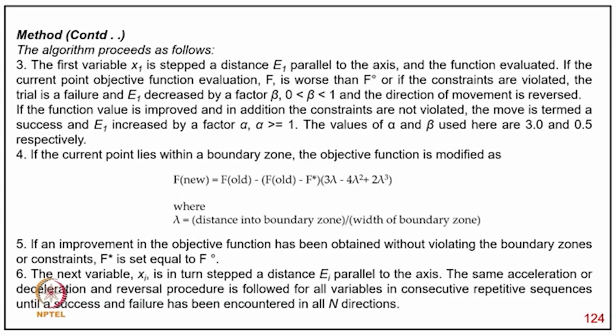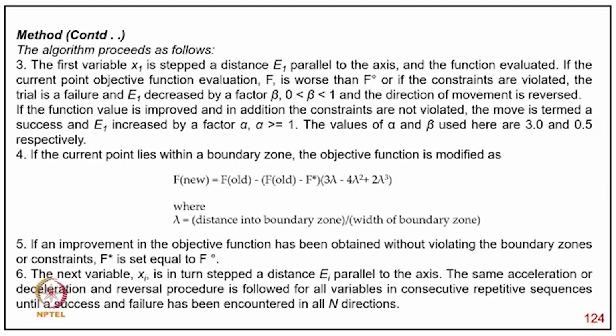Then the algorithm proceeds as follows. The first variable is stepped a distance e1 parallel to the axis, and then the current value of the objective function is evaluated, and it is checked whether the constraints are valid. If not, there is a failure and e1 decreases. So you decelerate the variables by a factor of beta, and you accelerate the variables by a factor of alpha. And here alpha and beta are usually taken as 3 and 0.5, which Rosenbrock proved in his 1962 paper in the Computer Journal.